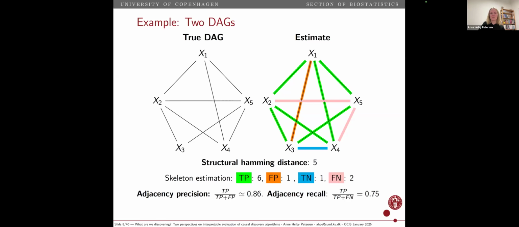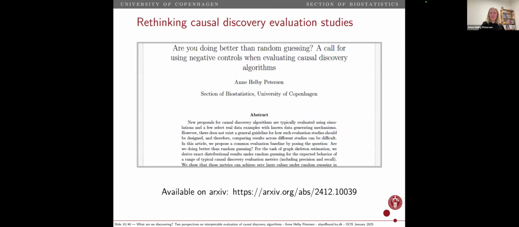So we find an adjacency precision here of 0.86, a recall of 0.75, and that brings us to the important million-dollar question: are these big numbers or small numbers? Is this a good algorithm or a bad algorithm? And that's really the key question that I'm going to try to address in the first part of this talk. And I will be presenting some work from this paper that's on arXiv, where we try to set a baseline for comparing these numbers too.